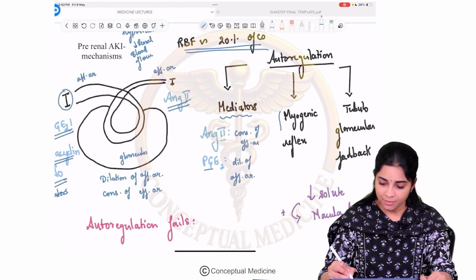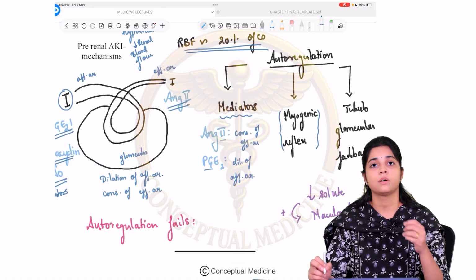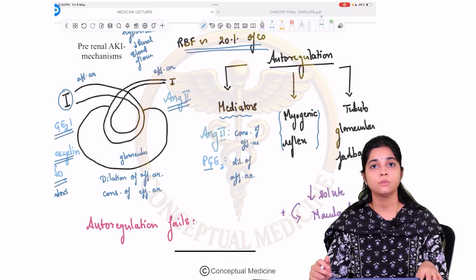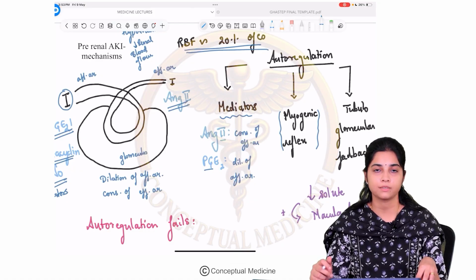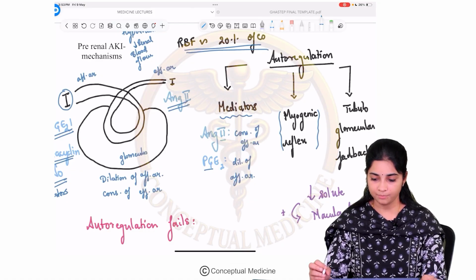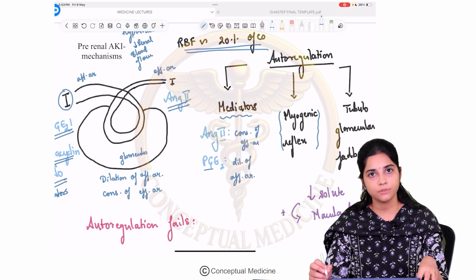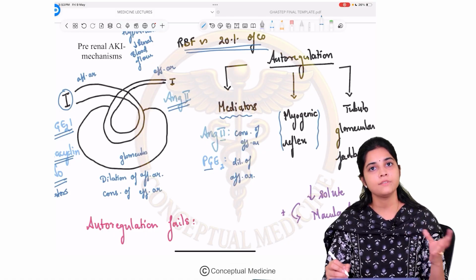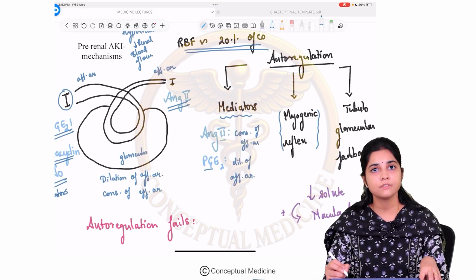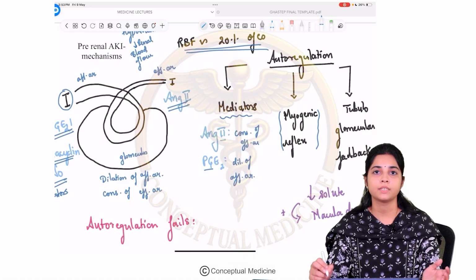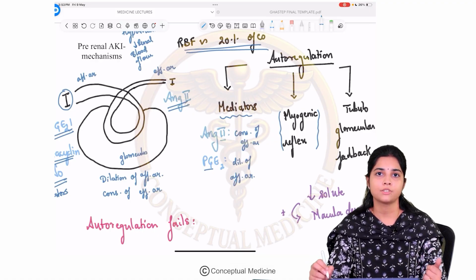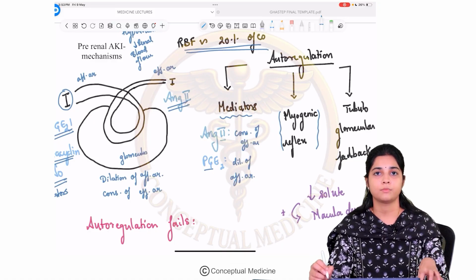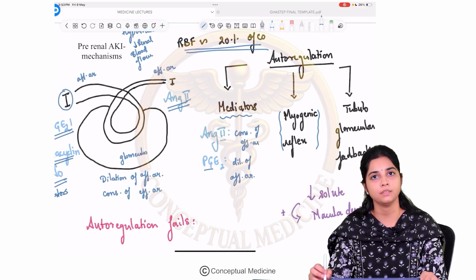Then the second part of your autoregulation includes what is called the myogenic reflex. In this myogenic reflex, whenever there is increased flow, the myogenic reflex identifies it and causes constriction of the arterioles to maintain the blood flow. Whenever there is a decreased flow, the myogenic reflex is activated and it will cause dilatation of the afferent arteriole. Okay, so this dilatation and constriction in response to flow can be brought about by your myogenic reflex.